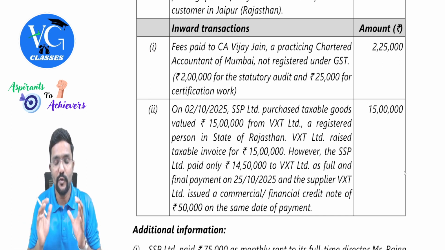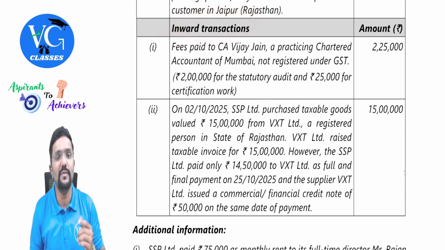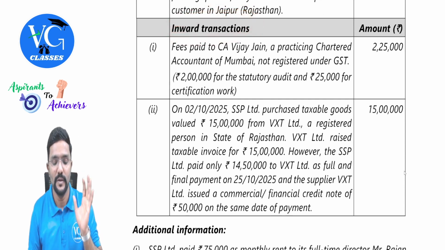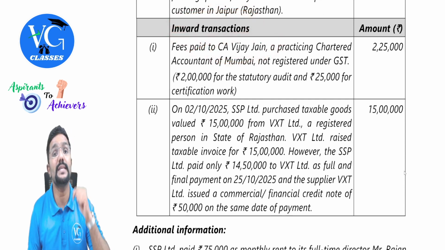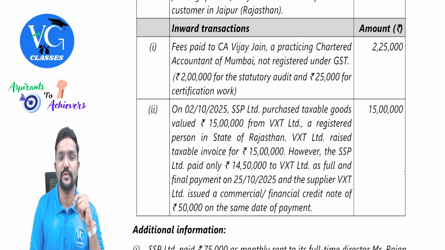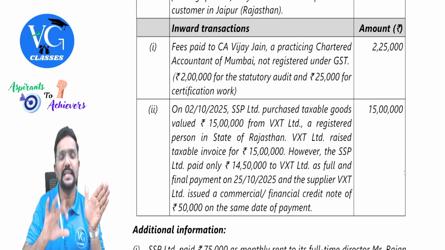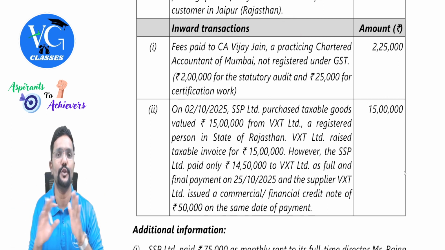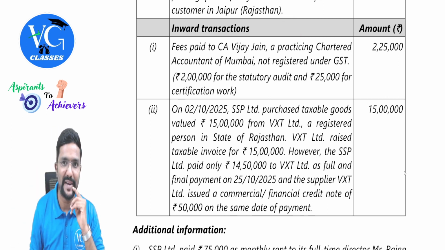Guys, come on. So we are talking about inward transaction. Inward transaction for whom? SSP Limited. So who is CA Vijay Jain now? Supplier. So SSP Limited is recipient. Correct? Yes. So supplier is not registered under GST. So he is not liable to pay GST. So will he charge and collect GST from the recipient? No. So no forward charge mechanism.